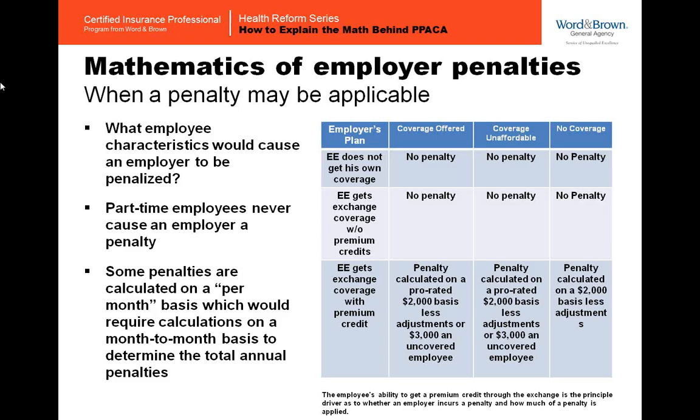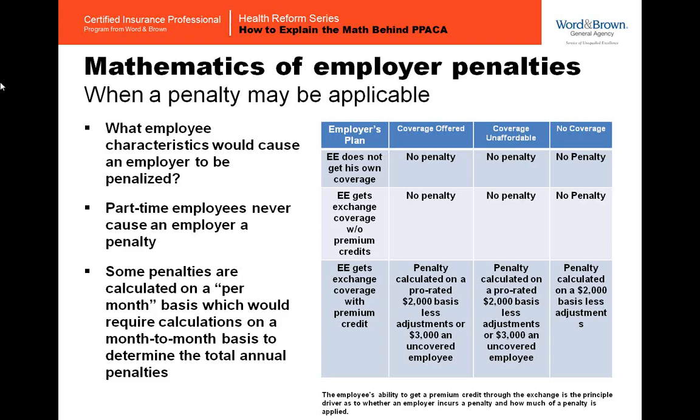In the first line, you can see the employee, despite what the employer does, simply does not go out and get his own coverage. He doesn't try to buy it privately or through the exchange. Since he didn't try to buy it, and therefore there's no premium tax credit, no penalty applies. This is the example I gave you where a fellow could have 1,000 full-time employees, but if none of those employees go out to get their own coverage, he's off the hook.